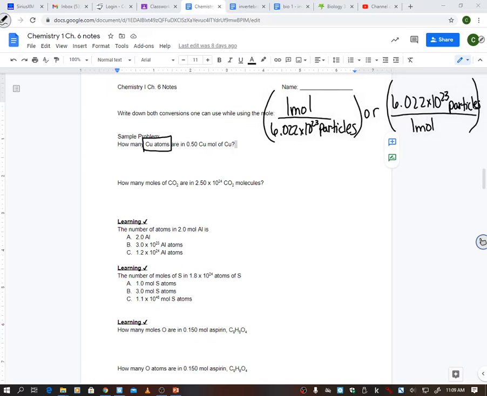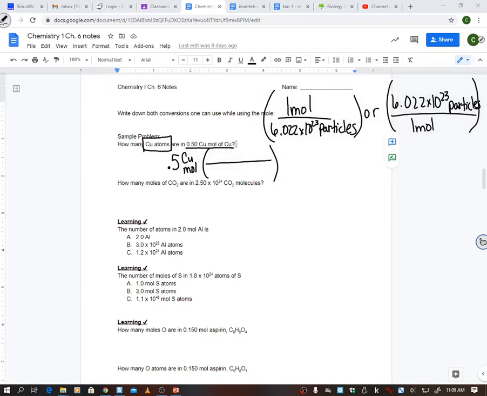So right away, I'm looking for copper atoms, and I'm going to underline what they give me: 0.5 moles of copper. So I'm going to write down what they've given me. I know a lot of kids do not want to label, but you are going to see me label everything so that you know where I'm getting this and what these numbers are.